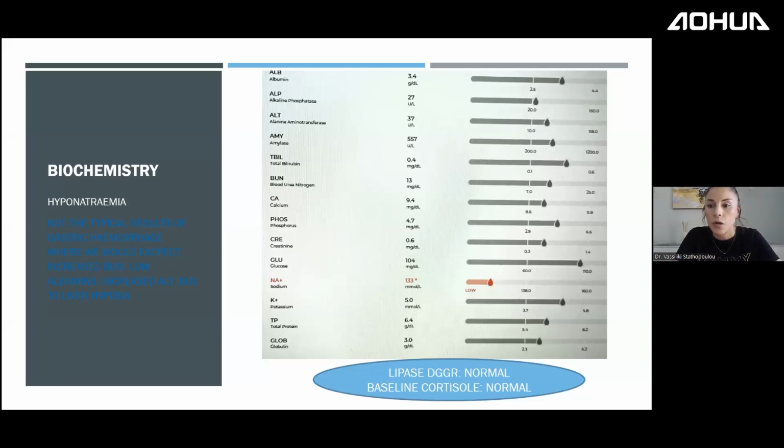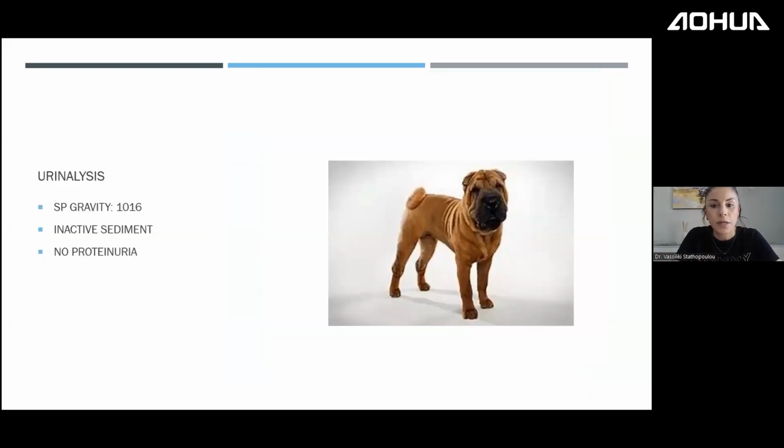What would you do with these? I'm going to show you the urinalysis, and please put some answers in the chat box so that we can talk about it. The specific gravity was 1,016. It was kind of low.